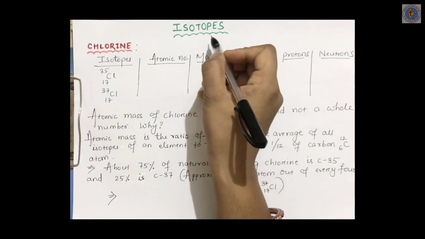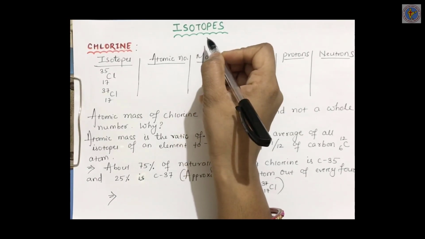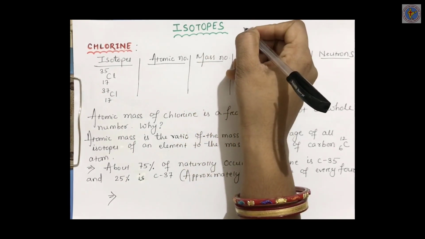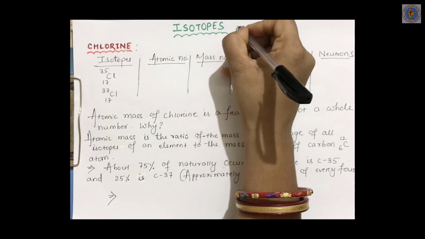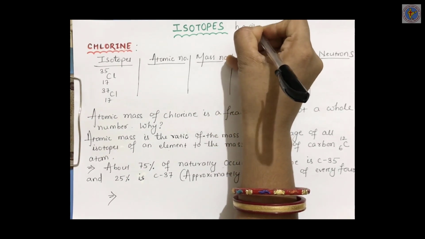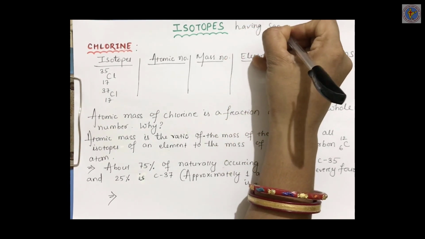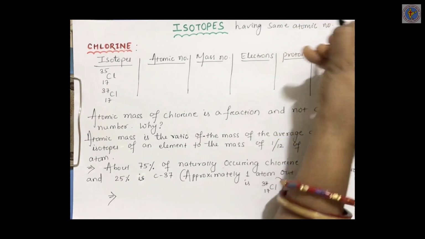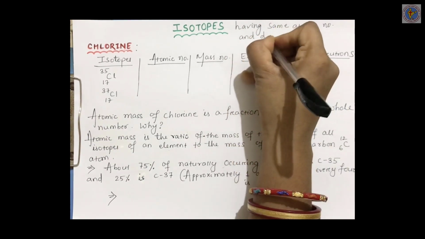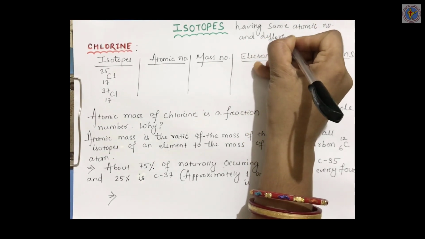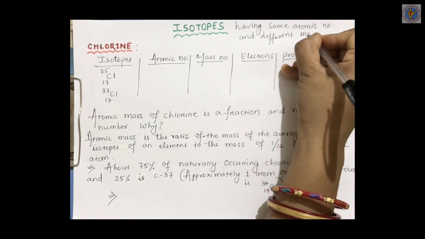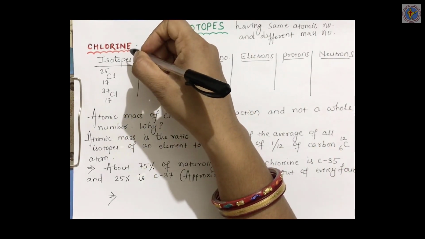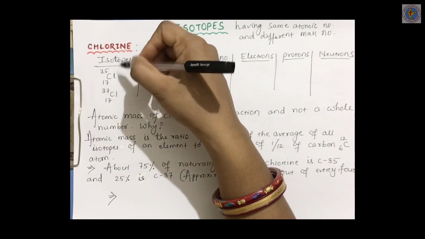Children, we know very well that isotopes are atoms of the same element having same atomic number but different mass number. Okay, so let us read about the isotopes of chlorine.